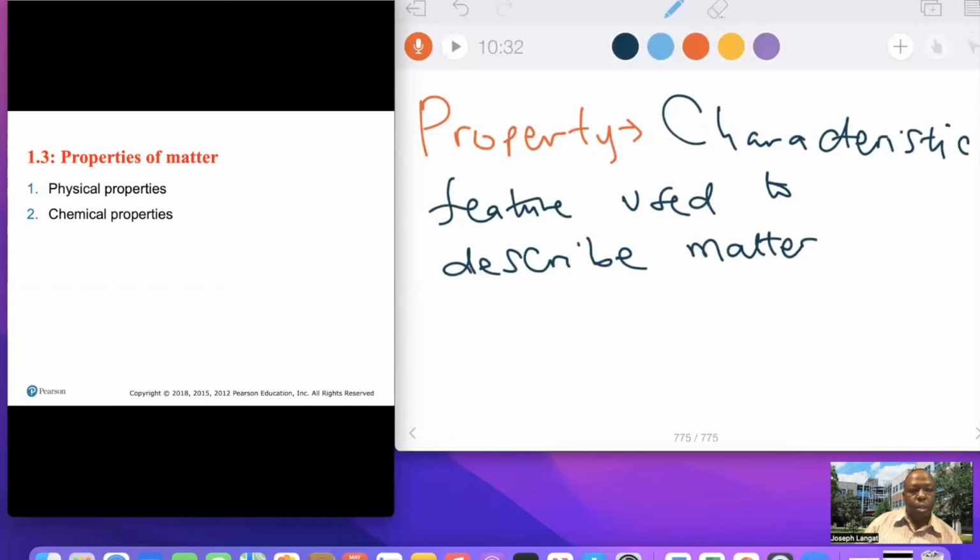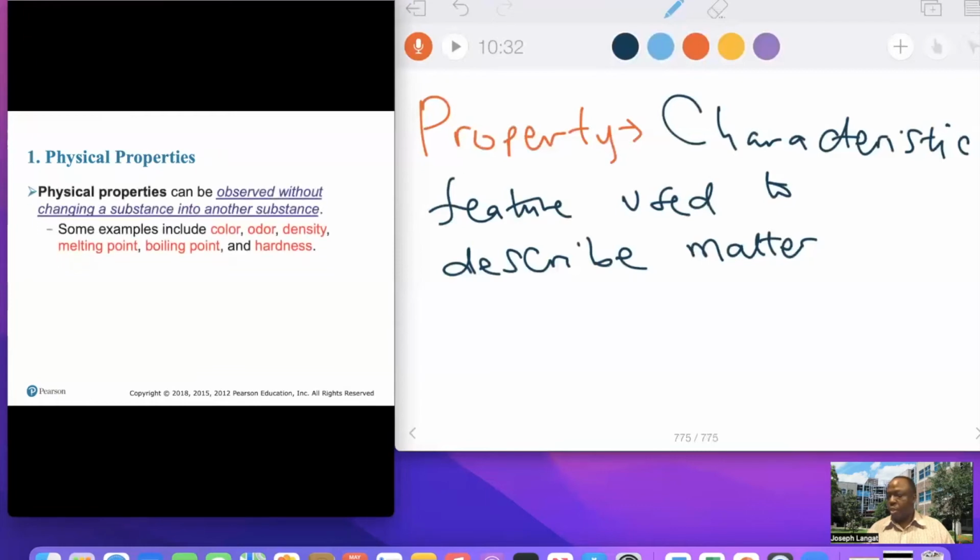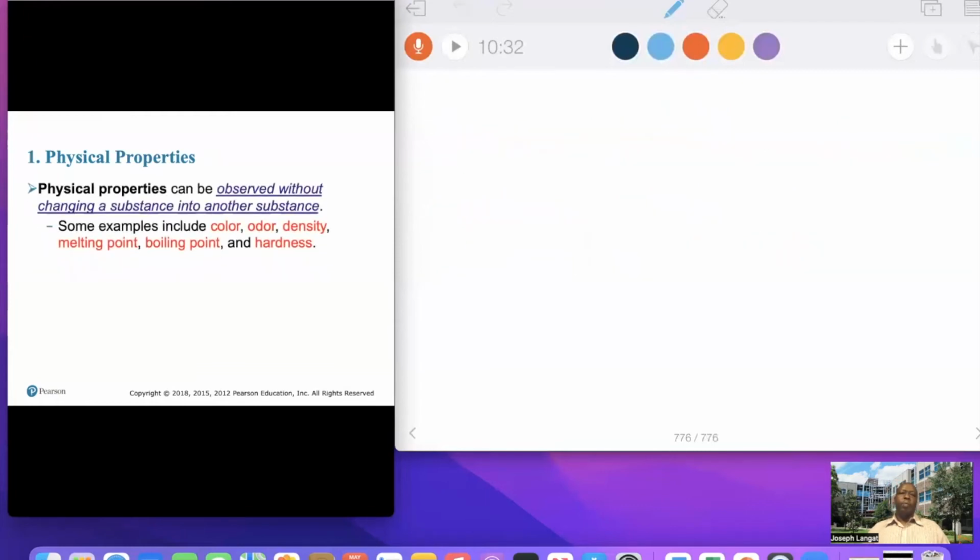All right, and properties can either be what? Physical or chemical. A property can either be physical or chemical. We'll see each one of them. A physical property is something you can observe or measure without changing the chemical makeup of a substance.